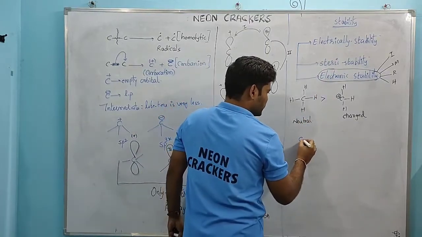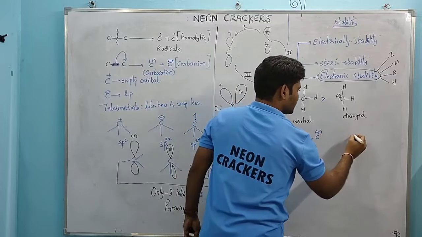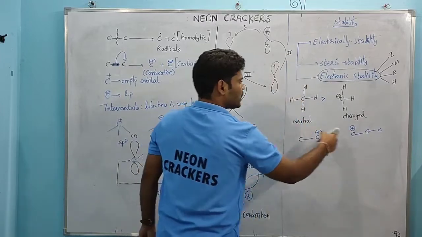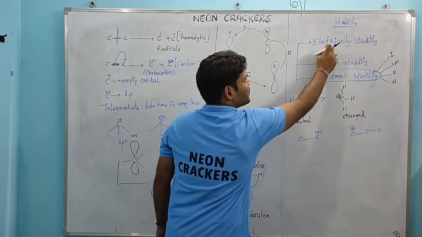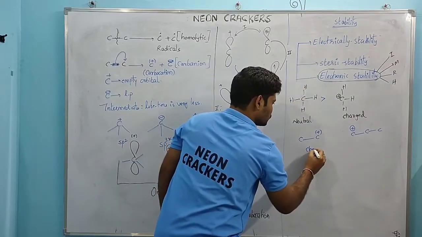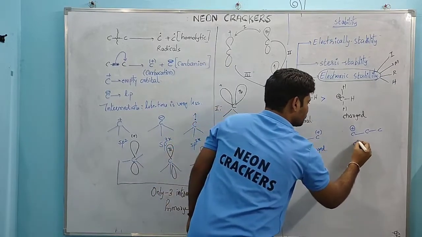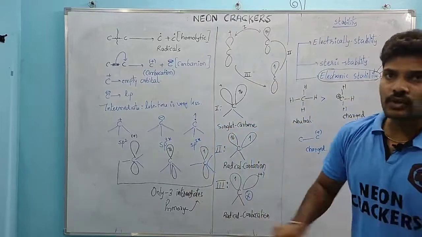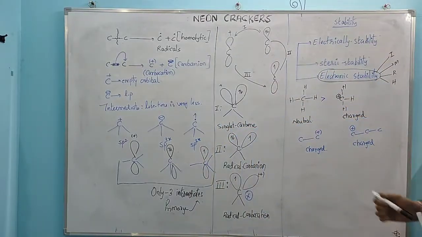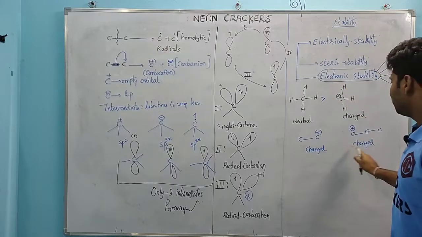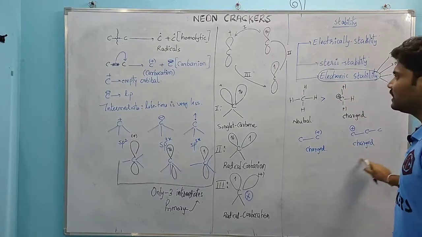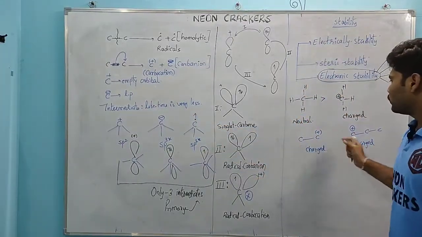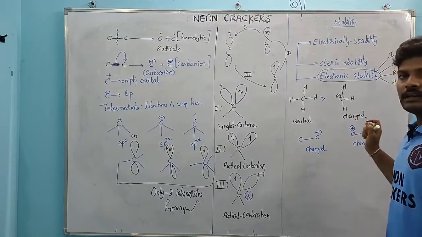Now let's see the last one, depending upon electronic effects. Here carbocations are there. Both are charged particles, so there is no electric stability. But electronic stability we can find. The lifetime of these two is very short because they are intermediates. But among them, we can find out which is somewhat stable and which is somewhat less stable.